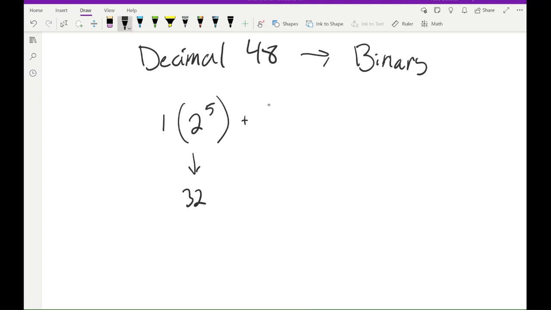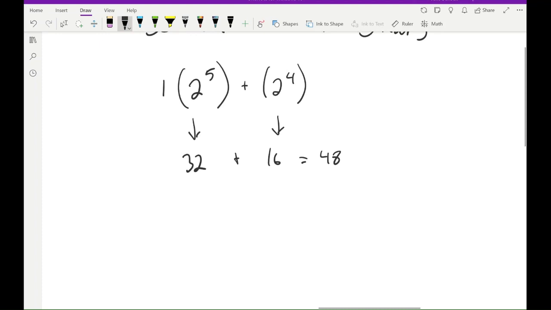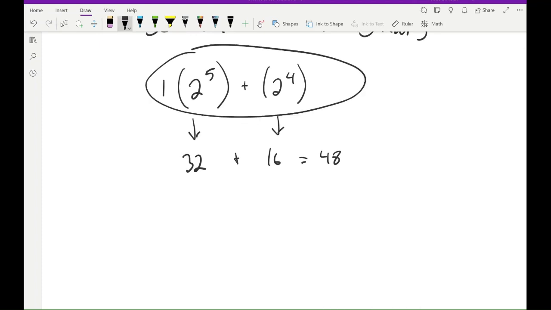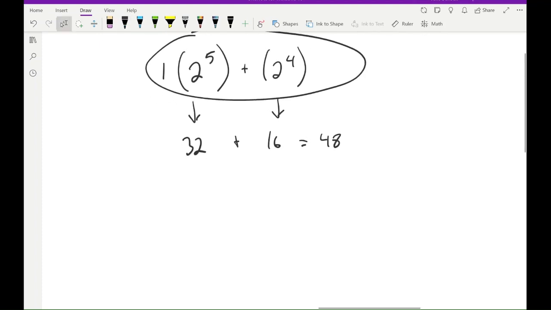And then next we'll go 2 to the power of 4, which is 16. And those together actually would equal 48. And so now we can take these and convert it into our binary code. So for every digit other than this 2 to the power of 5 and 2 to the power of 4, we're going to just fill in 0.